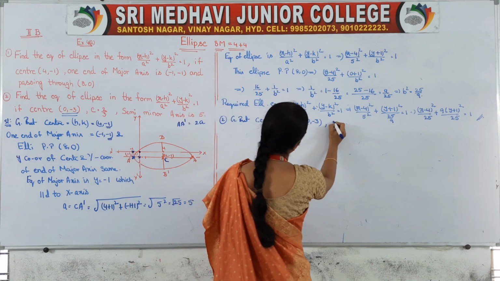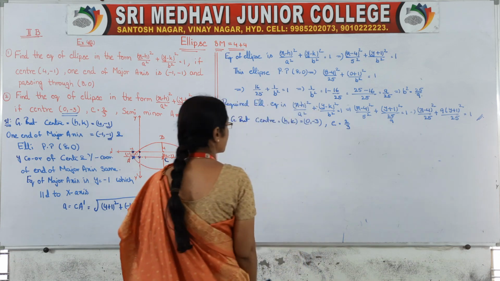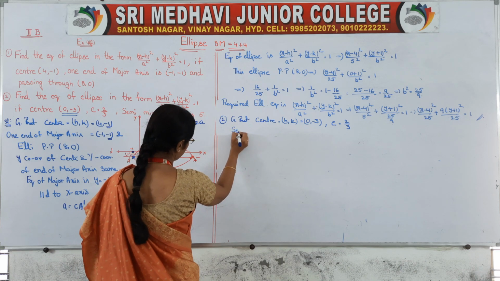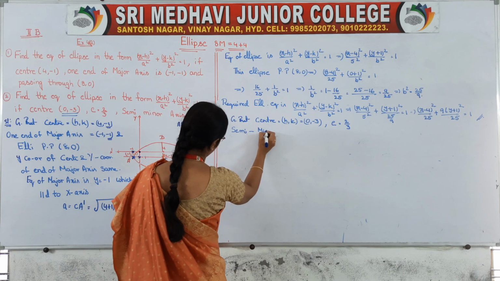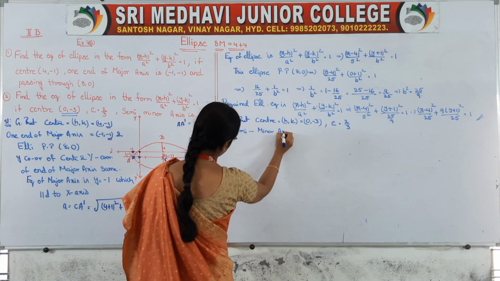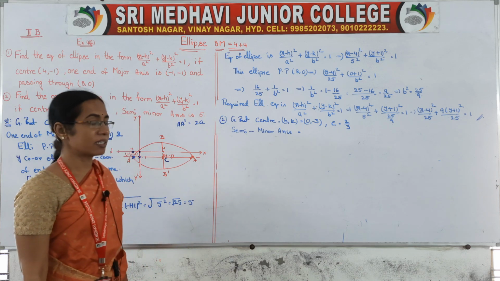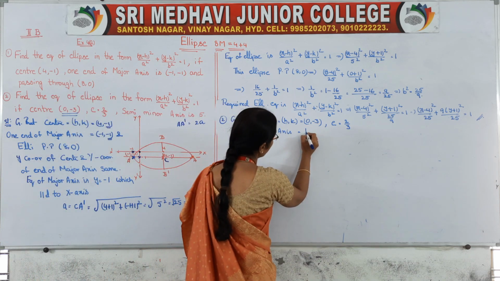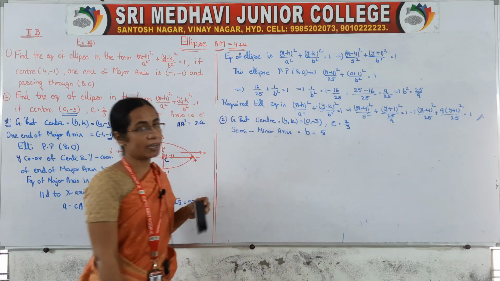Next, eccentricity is given to you, e is equal to 2 by 3, and semi minor axis, semi means half, right? Minor axis, so half of the length of minor axis. Minor axis is 2b, semi means half of 2b is b, b is given as 5.